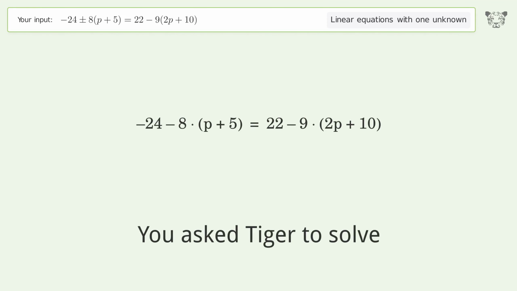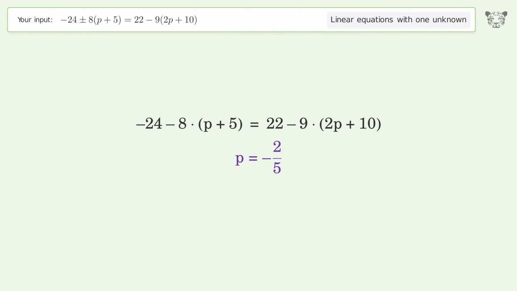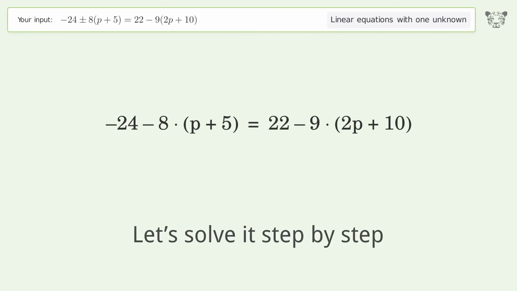You ask Tiger to solve. This deals with linear equations with one unknown. The final result is p equals -2/5. Let's solve it step by step.